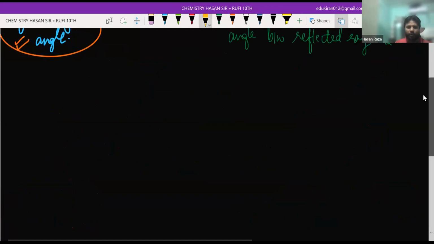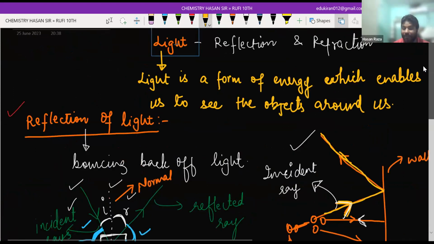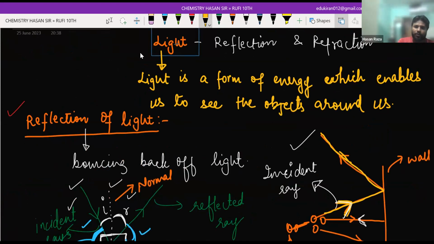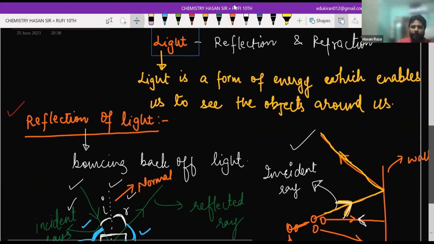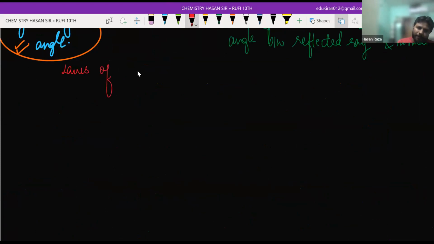So let me ask you some questions. Do you have any doubts from this concept? What is light? What is reflection of light and all? No. Okay. I'll ask you some questions after teaching the laws of reflection. There are two terms which are very important for this chapter, light. The first one, you are aware of, reflection of light, and the other one which is very important is refraction of light.